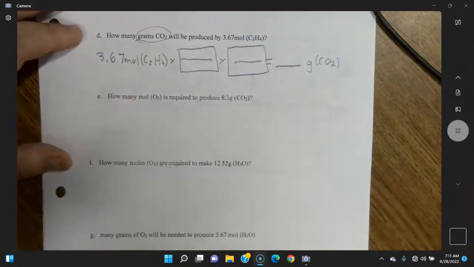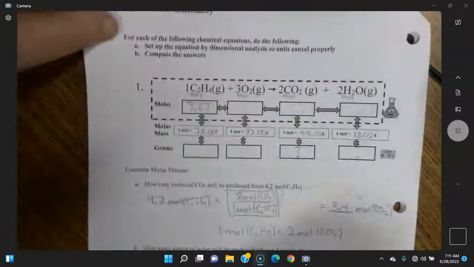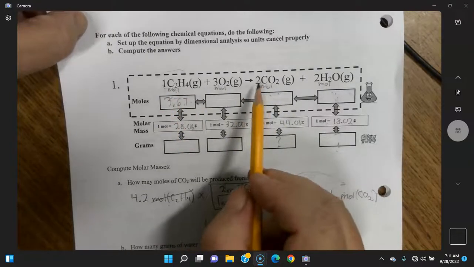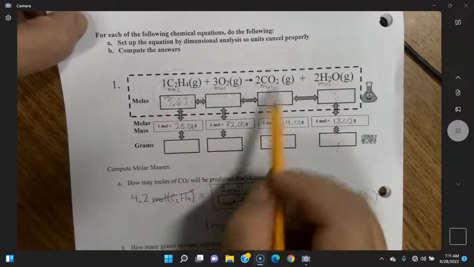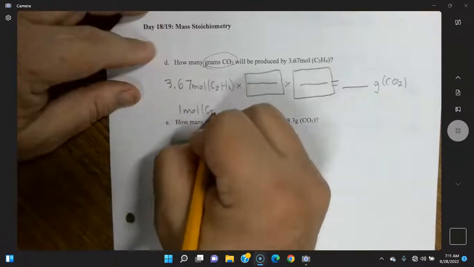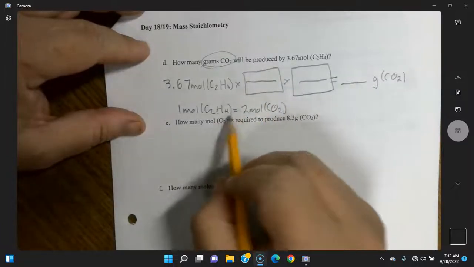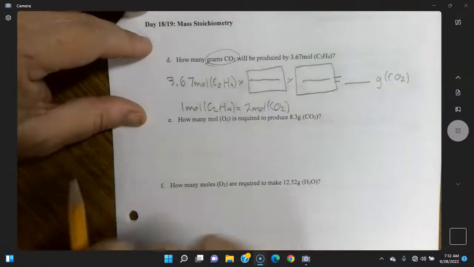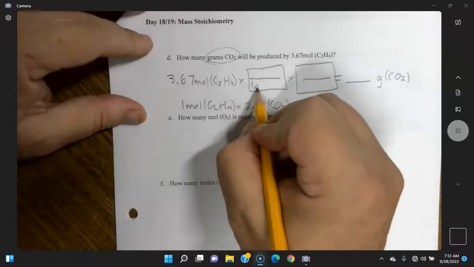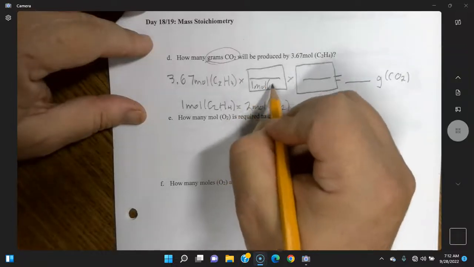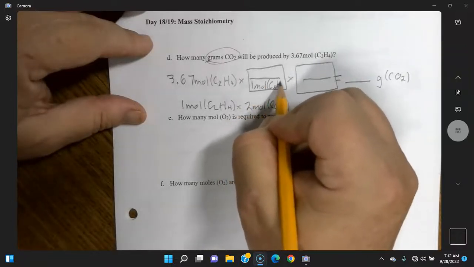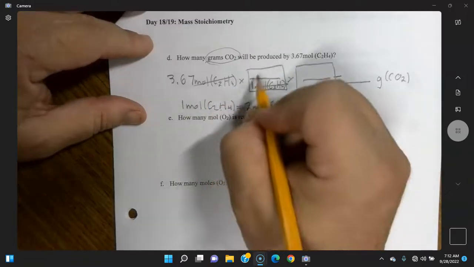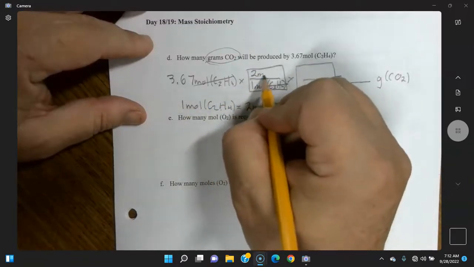Okay, so the first one is we need to get from moles of C2H4 to moles of CO2. It's a 1-to-2 relationship, so you just copy that out of the chemical equation. Okay, which one on top, which one on bottom? You need moles of C2H4 to cancel out, so that means you need it down on the bottom here. Cancel and cancel, and then the other one, 2 moles of CO2 on the top.